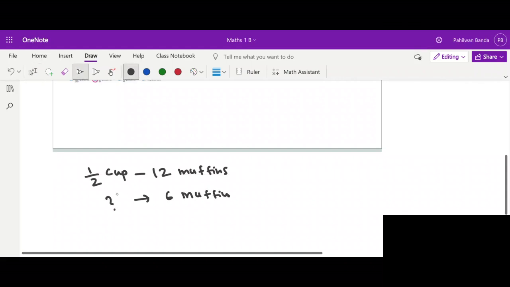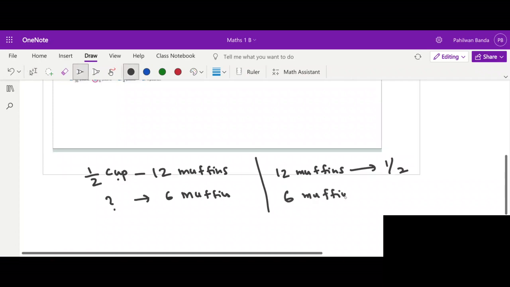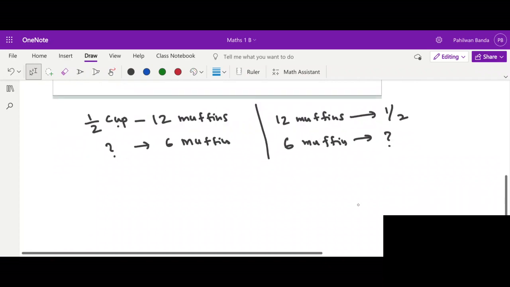Okay, so what we learned when we were doing division of whole numbers by fractions, unit fractions. Now this side you have cups and this side you have muffins. Let us write like this: 12 muffins, how many cups of flour? Half cup. Okay. Now 6 muffins is how much? What you don't know, you write on the right side.